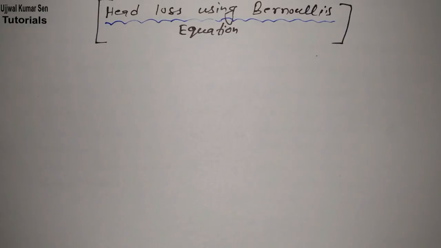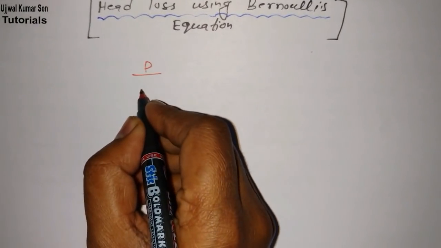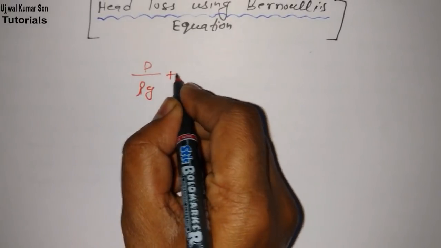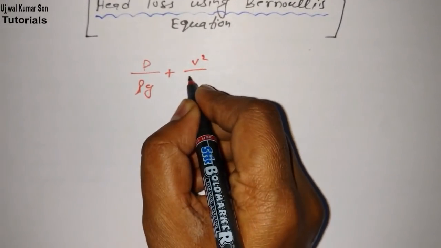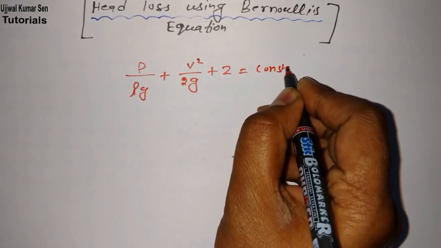This is Ujjwal Kumar Sen, and in this tutorial I'm going to share with you how to find head loss using Bernoulli's equation. I hope you know what Bernoulli's equation is, because I have already shared with you the derivation of Bernoulli's equation. So what is Bernoulli's equation? That is P by rho g plus v square upon 2g plus z is equal to constant.